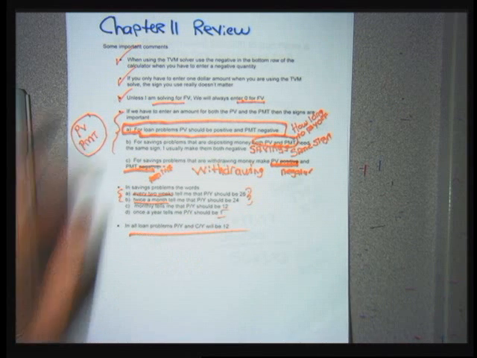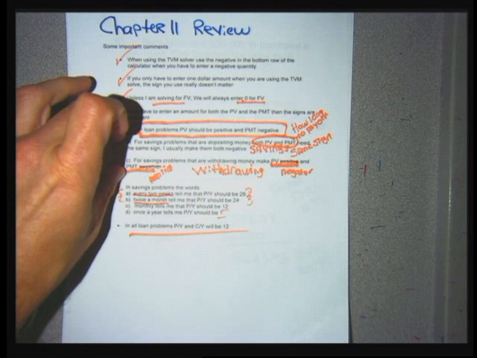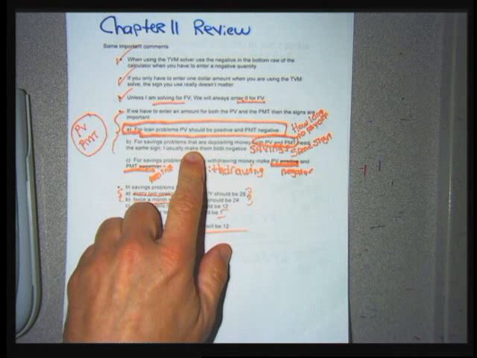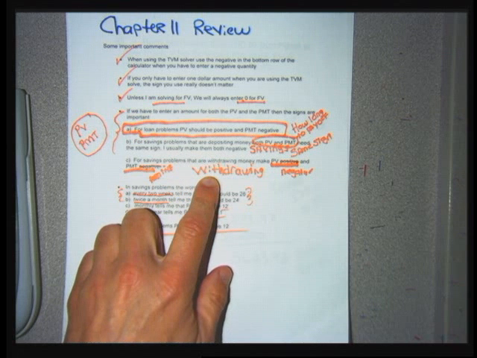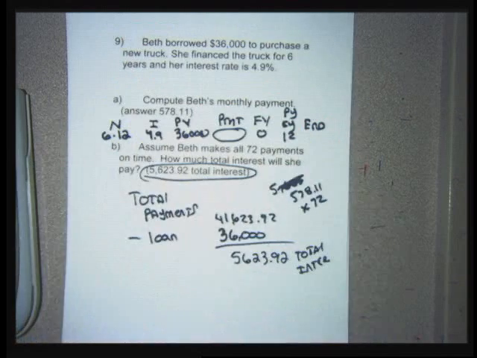And there are going to be 2 types of savings problems. There are probably going to be problems where I have to enter both PV and the PMT. While I'm depositing, the PV and the PMT get the same signs. While I'm withdrawing, the PV and the PMT get opposite signs. So now I'm going to dig into these savings problems.